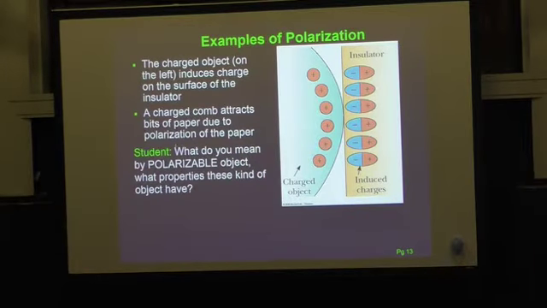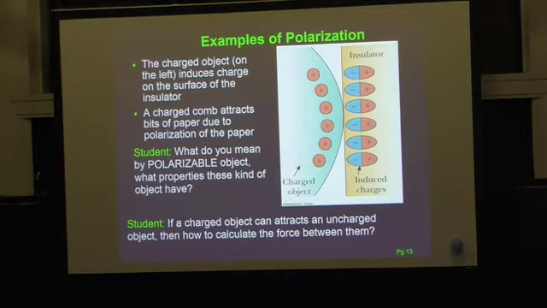So let's see, some questions. What do you mean by polarizable object? What properties do these kinds of objects have? Basically, everything is polarizable. Everything is going to be a metal or an insulator, and it just means that when you bring charge up to it, the electrons have some ability to move closer, and the protons move further away. That's the idea of polarizability.